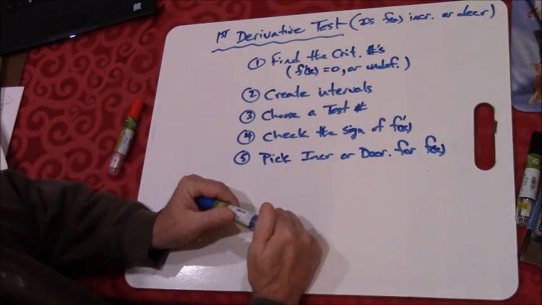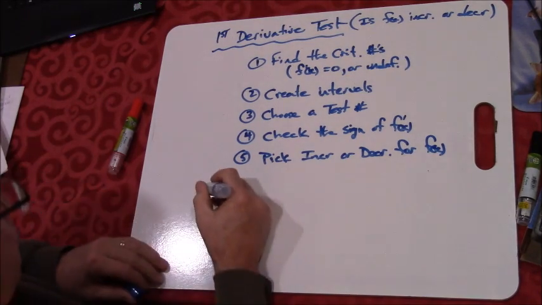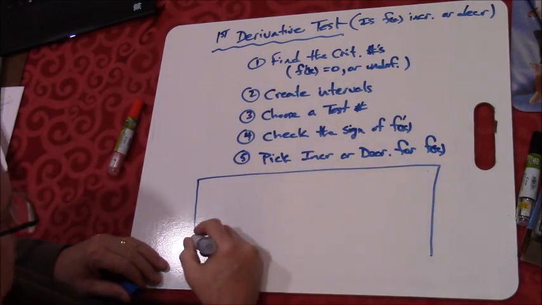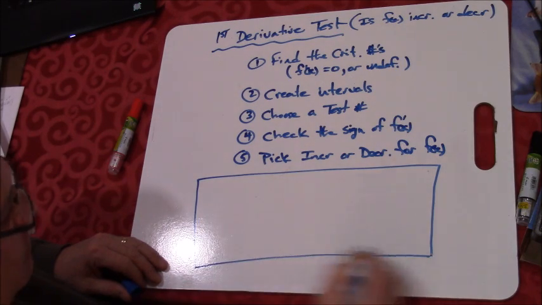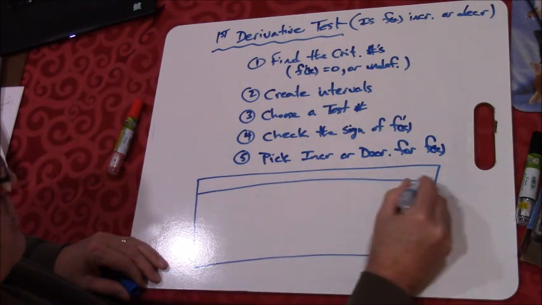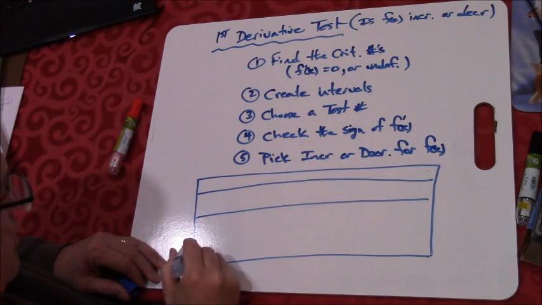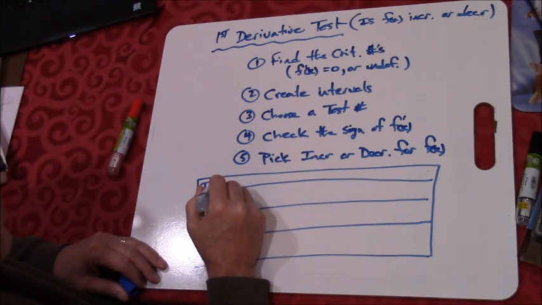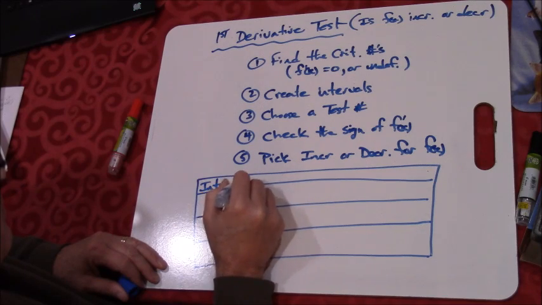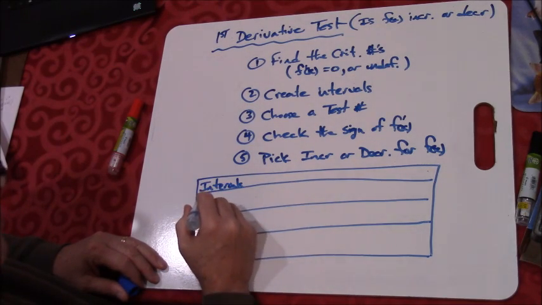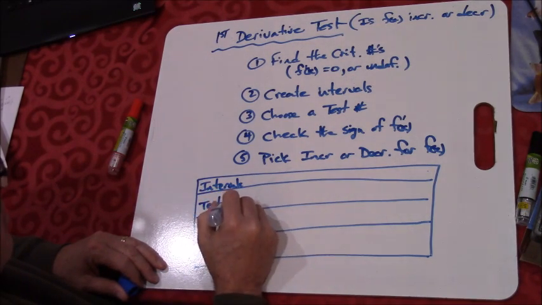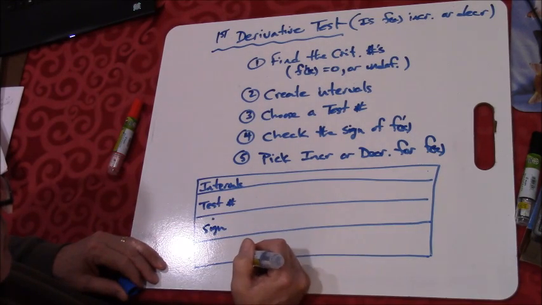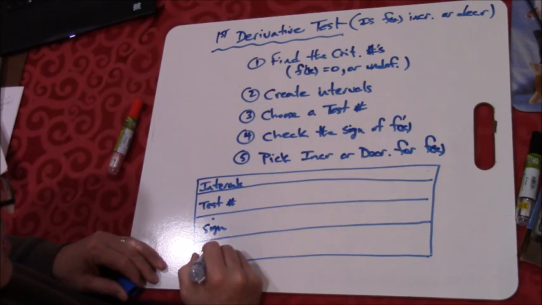And there's a way that we're going to set this up. What we're going to do is draw a table. You'll hear me say this all the time: make the table. When we make this table, it's going to have 4 rows in it. We're going to start with intervals. Once we have intervals, we're going to have a test number. Then we're going to check the sign. And then we're going to draw a conclusion.